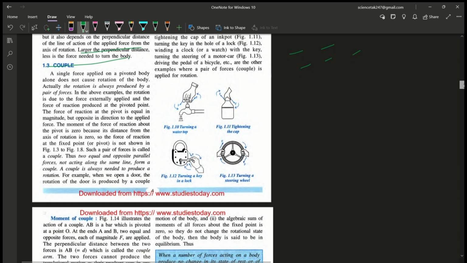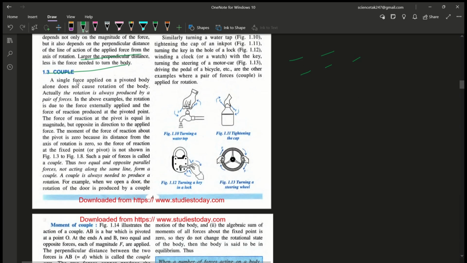What is a couple? A single force applied on the pivot point alone does not cause rotation of the body. Actually, the rotation is always produced by a pair of forces. In the above examples, the students might ask, "Ma'am, why are you saying that in the above examples? But we applied force only once, at one point. We did not apply in another point." This, my students, you see, the rotation is due to the force externally applied and the force of reaction produced at the pivoted point. Which law? Third law.